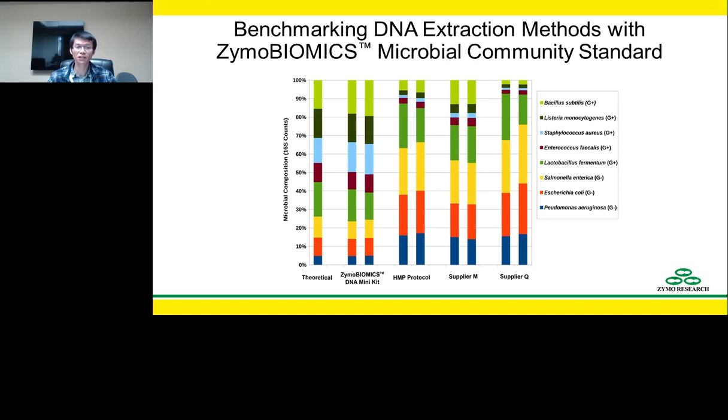If you pay more attention, you can see that these 3 other kits overestimate the abundance of easy-to-lyse organisms, such as gram-negative organisms, including Salmonella enterica, E. coli, and Pseudomonas aeruginosa. And they also underestimate the abundance of some tough-to-lyse organisms contained in the standard, mostly gram-positive ones. For example, Listeria monocytogenes, Staphylococcus aureus, and Enterococcus faecalis.